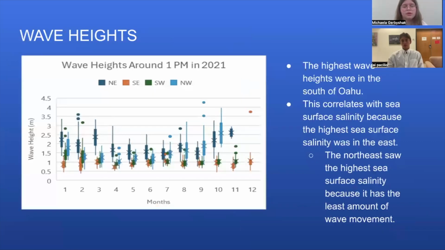This graph shows wave heights around 1 p.m. in 2021 on monthly averages. There is daily data and is now averaged out. The highest wave heights were in the south of Oahu, which for reference are both in orange and green to represent southeast and southwest Oahu. This correlates with sea surface salinity because the highest sea surface salinity was in the east. The northeast saw the highest sea surface salinity because it has the least amount of water movement. That means that the salt stays in the ocean far longer than it would have in areas with more movement.